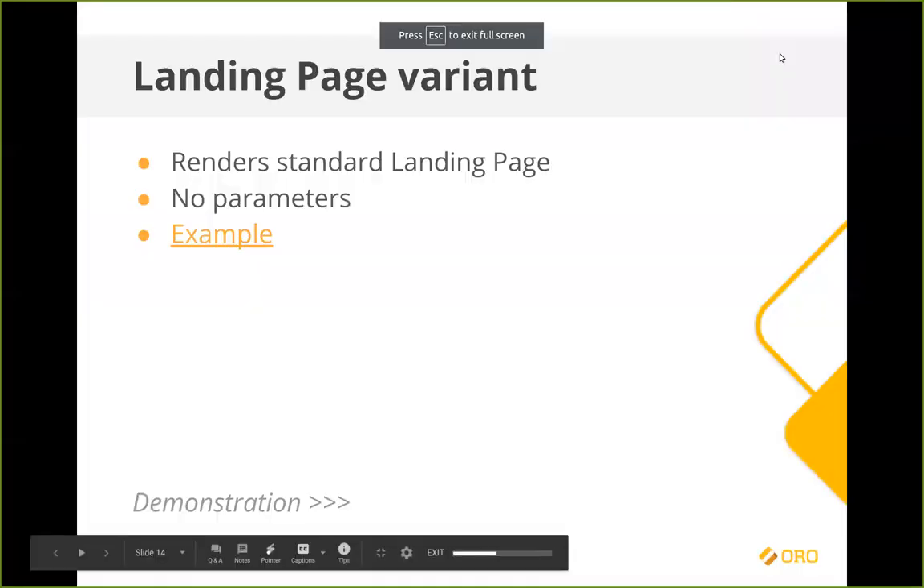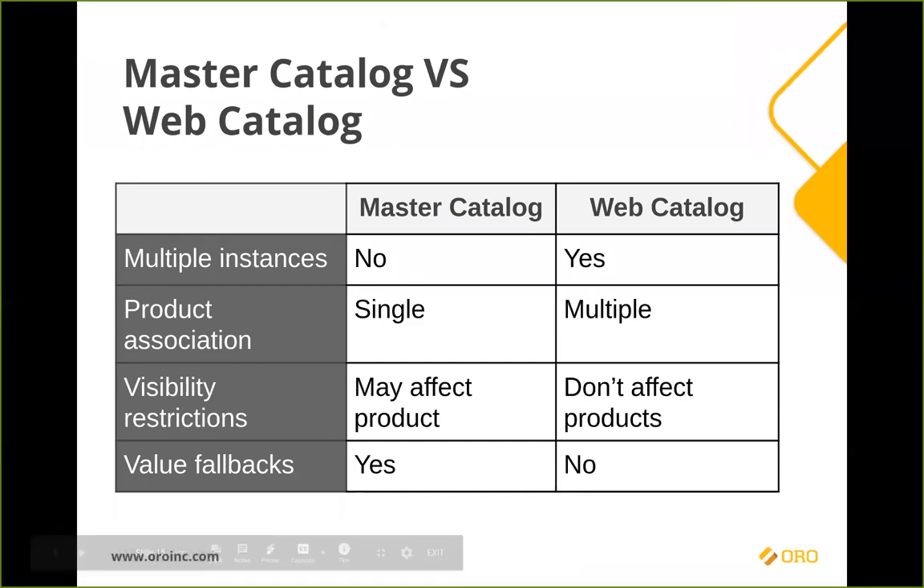Now let's talk a little bit about the difference between the master catalog and web catalog. You may have only one instance of the master catalog per organization, while you may have many web catalogs per organization. A product may belong to only one category in the master catalog, and it may belong to multiple categories in the web catalog using that product collection variant or that category type variant. Visibility restrictions from the master catalog affect the products, while visibility restrictions from the web catalog do not affect the products. Pay attention here that if you do not show a product in any node in the web catalogs, the user still will be able to find it via the global search as the product is still technically visible to him. And if you're talking about value fallbacks, for example for the inventory or for the unit, fallback from the product goes to the master catalog, but not to the web catalog.